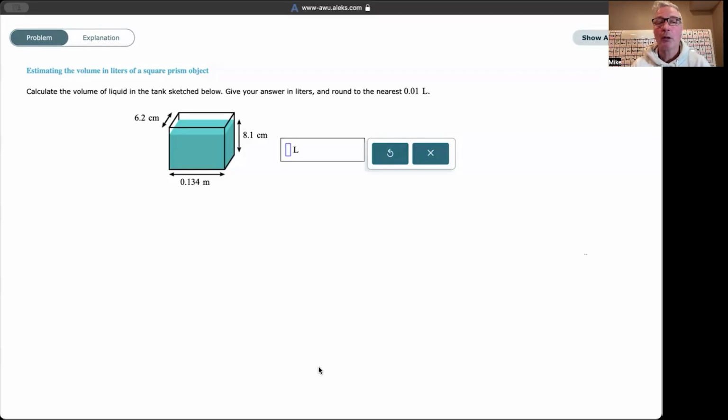Estimating the volume in liters of a square prism object. Prism, I don't know. Calculate the volume of liquid in the tank sketched below. Give your answer in liters. Okay, so they want us to convert this box into units of liters.